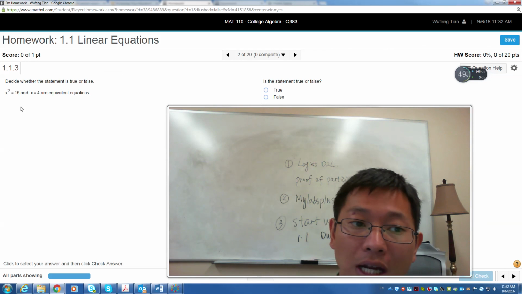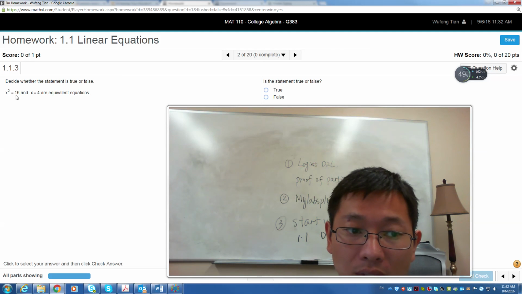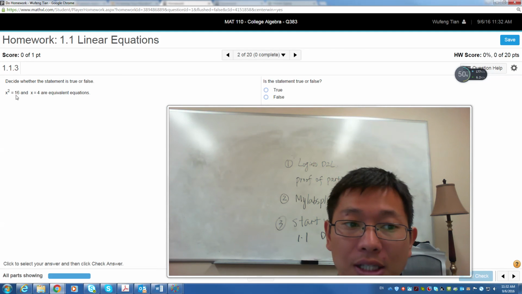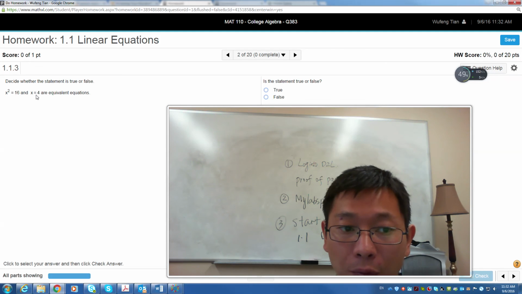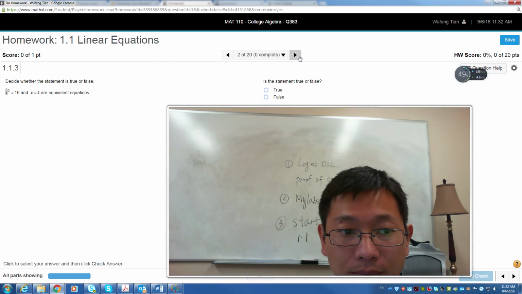So now it's x squared equals 16. If x squared equals 16, you know one of them is 4. You figure out the other one yourself. So basically, these two will not be the same equation. They cannot be equivalent equations because this one has additional roots. You figure out what the other root is yourself.